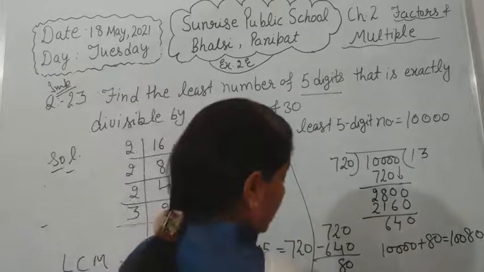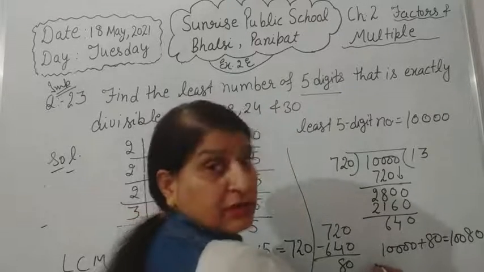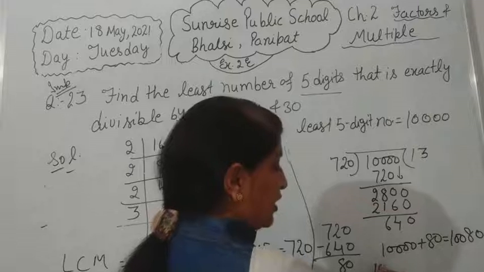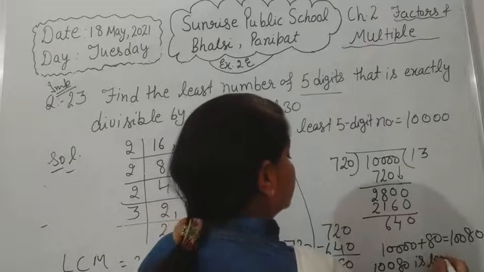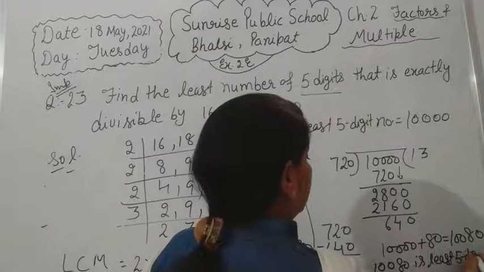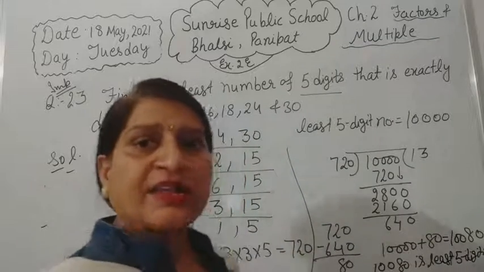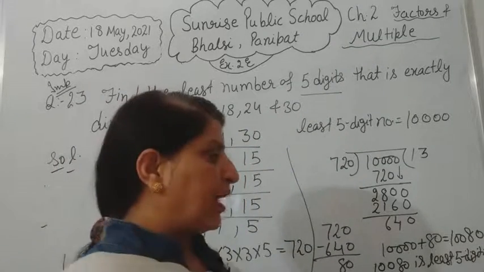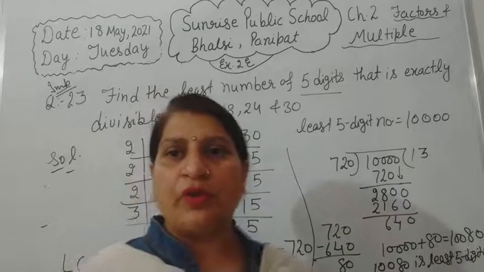And 10,080 is the least 5 digit number which is divisible by this. So 10,080 is the least 5 digit number which is exactly divisible by this number. Clear this one? Now we do our next question.